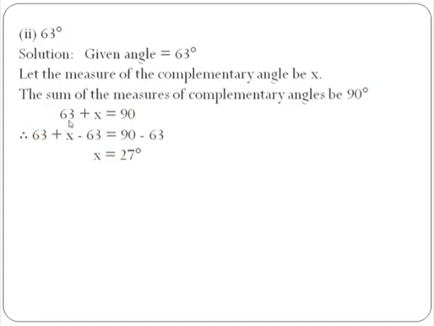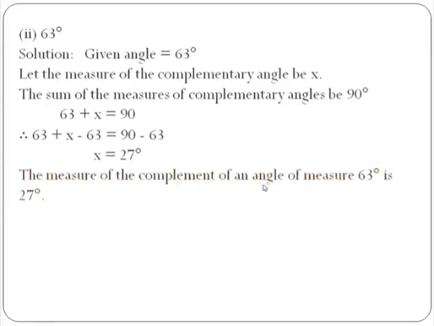Now again we have to shift this 63 to the other side. For that we will subtract 63 from both sides of the equation. Now here 63 will get cancelled with 63. Therefore on the left hand side you will get only x, whereas on the right hand side 90 minus 63 is 27. Therefore the measure of the complement of an angle of measure 63 degrees is 27 degrees.